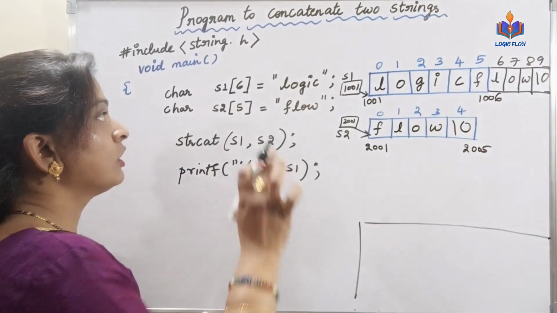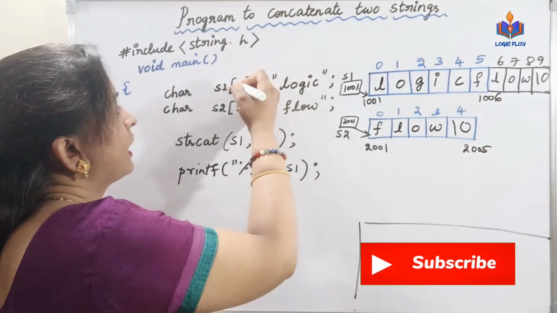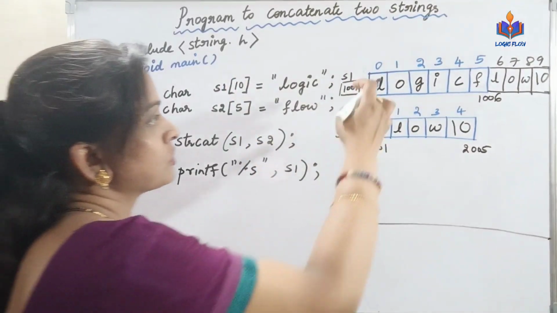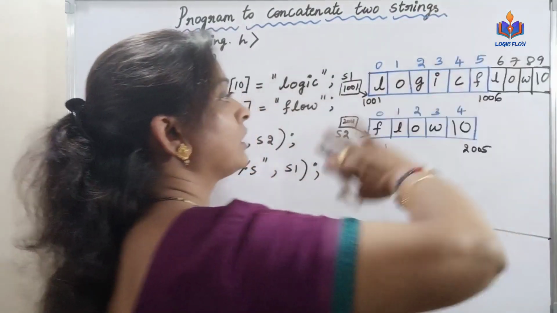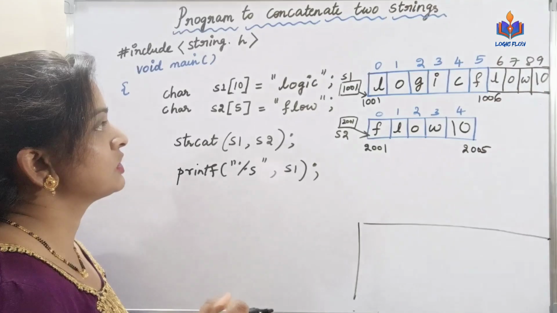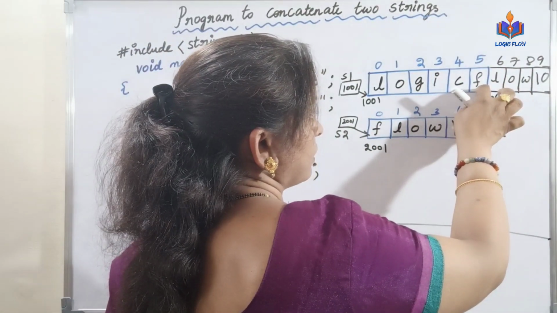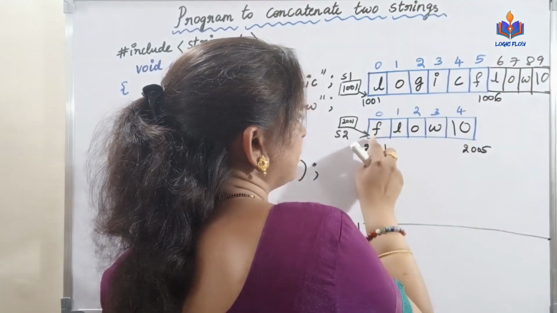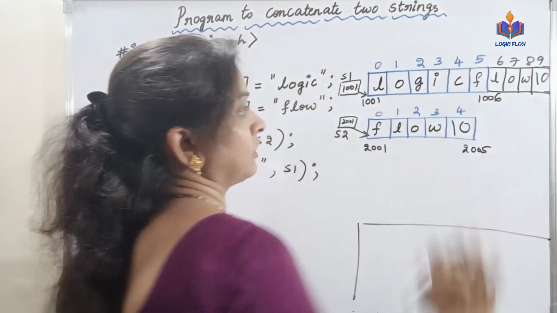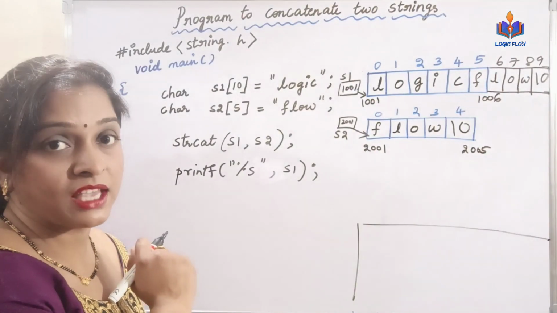So what can I do? It is better to have a larger size in the destination. So I'll say 10. 10 is sufficient, so 0 to 9, and the complete memory will be utilized. So this is how string concatenation is used. The concatenation starts from this null character here, because on that null character the remaining characters have to go and be appended. And finally, the null character will be enclosed.